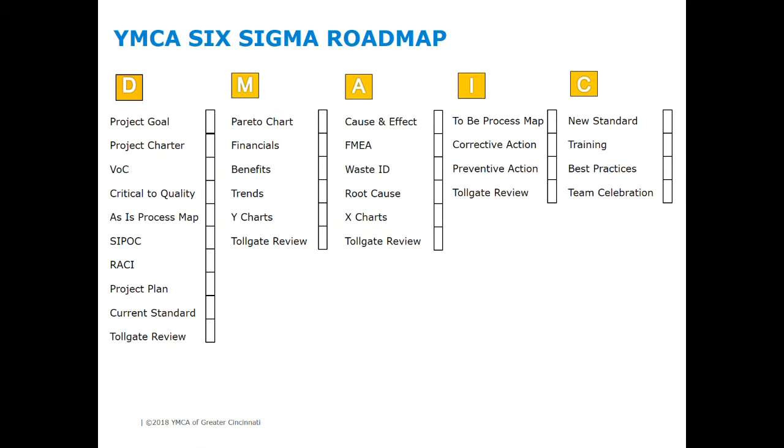Now, let's talk about the improve phase, the moment we've all been waiting for. Notice that up until now, we have not talked about making any changes whatsoever in the process. We have simply been observing, collecting data, and planning for change. The Six Sigma process teaches us to go slow in the beginning, define, measure, analyze, so that we can go fast in the end. So what do I mean by that?